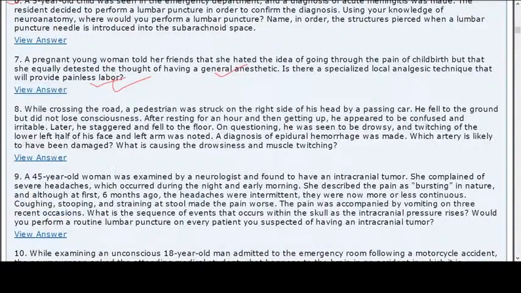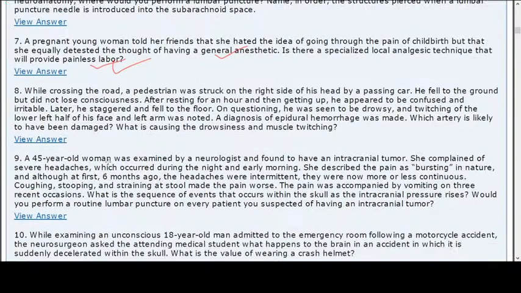There are many questions. While crossing the road, a patient was struck on the right side of the head. He fell on the ground but didn't lose consciousness. After reaching the hospital, he became very confused and irritable. Later he staggered and fell onto the floor. When questioned, he seemed drowsy, and twitching of the lower left half of his face and left arm was noted. A diagnosis of epidural hematoma was made. Which artery is likely to have been damaged? So we need to know about the arteries. What is causing the dullness and muscle wasting?